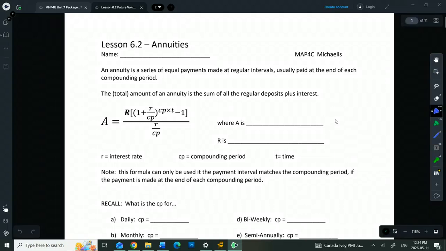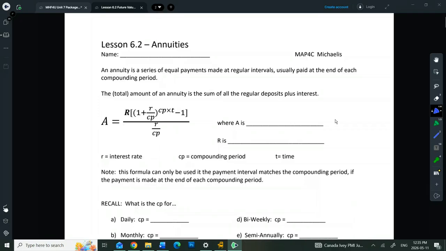All right, so today we're going to talk about annuities. An annuity is a series of equal payments made at regular intervals, usually paid at the end of each compounding period. So, things like mortgages, where you're paying monthly. If you're doing investments, you're putting in money regularly into something.